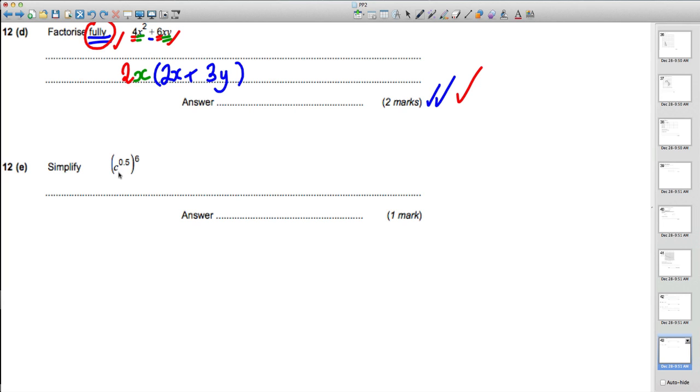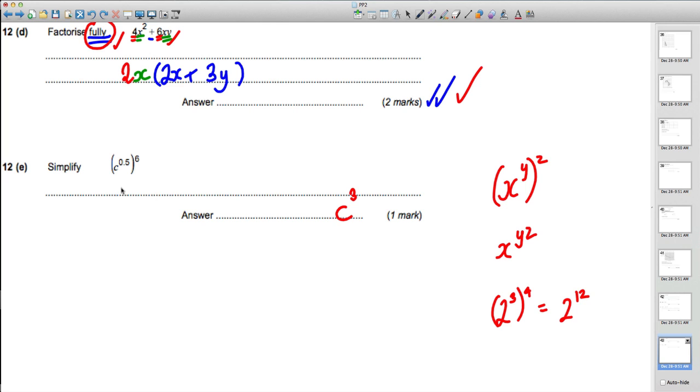Okay, simplify the following: c to the half, all to the power of 6. Now, again, there is a rule to remember here. If you have an index to a power to another power, you multiply the powers. For example, 2 to the power of 3 to the power of 4 is 2 to the power of 12. That's one way of remembering it. The answer to this should be c to the 0.5 times 6, which is c to the 3.